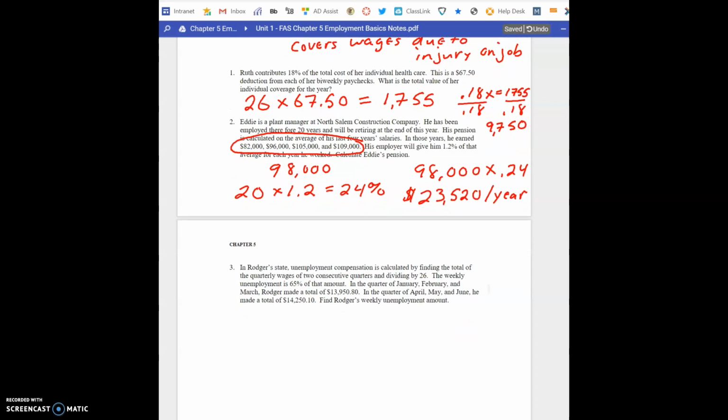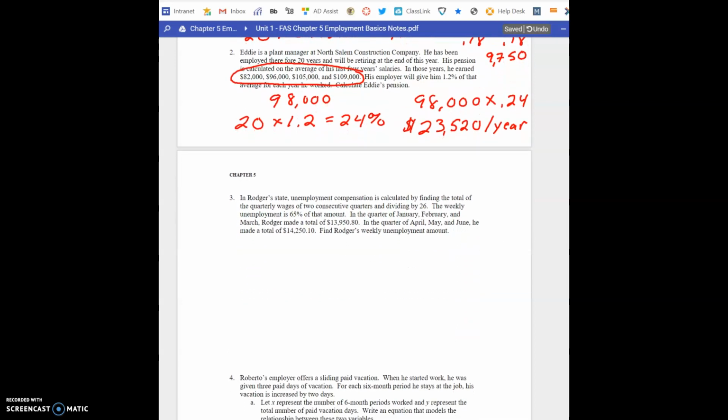Number 3, in Rogers' state, unemployment compensation is calculated by finding the total of the quarterly wages, quarter means 4, of 2 consecutive quarters and dividing by 26. The weekly unemployment is 65% of that amount. In the quarter of January, February, and March, Roger made a total of $13,950. In the quarter of April, May, and June, he made a total of $14,250.10. Find Roger's weekly unemployment amount.